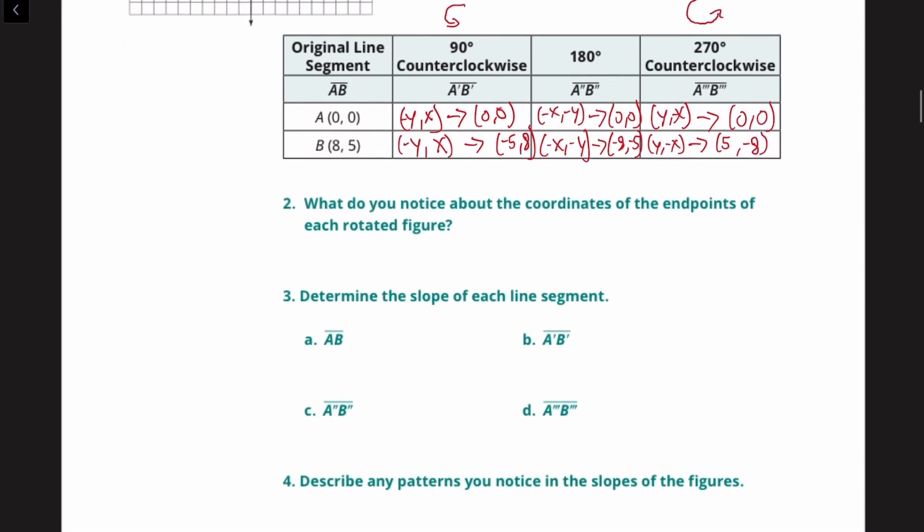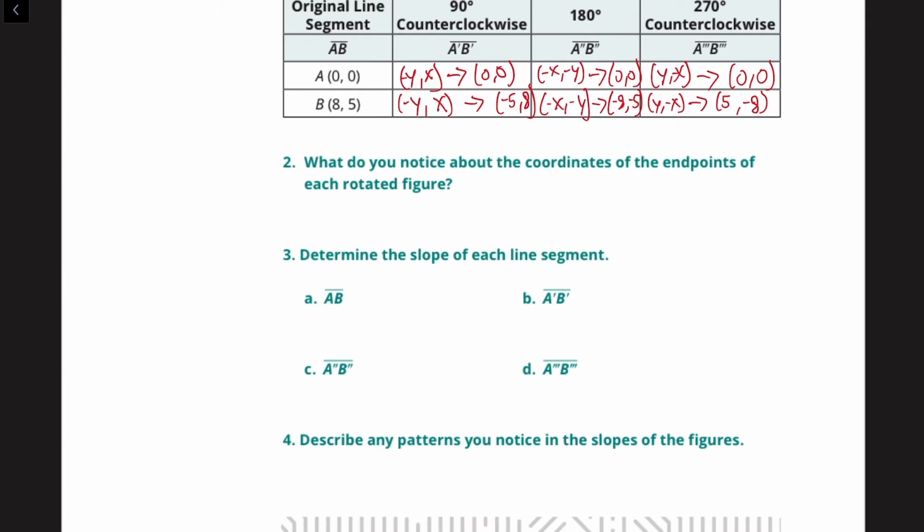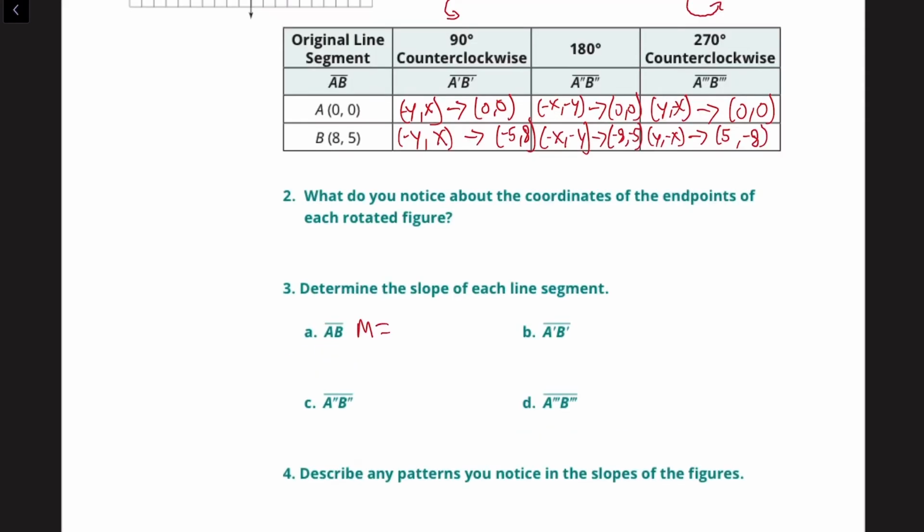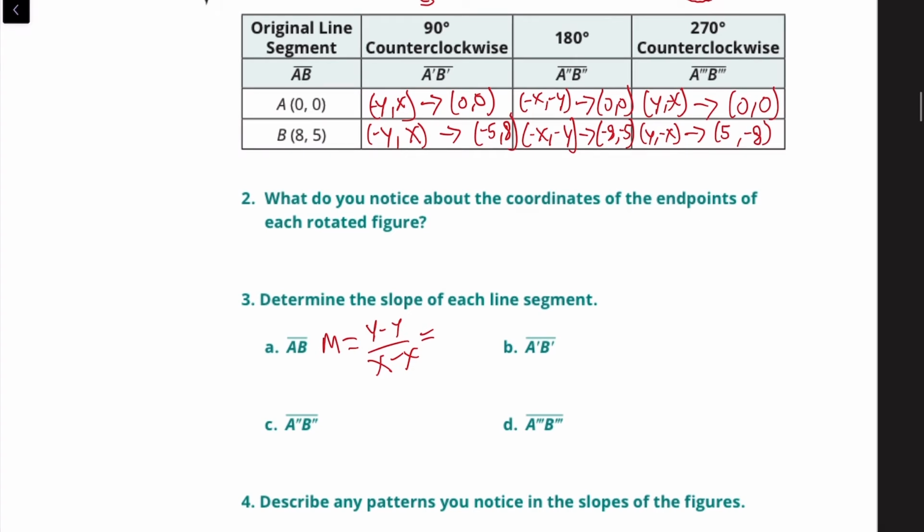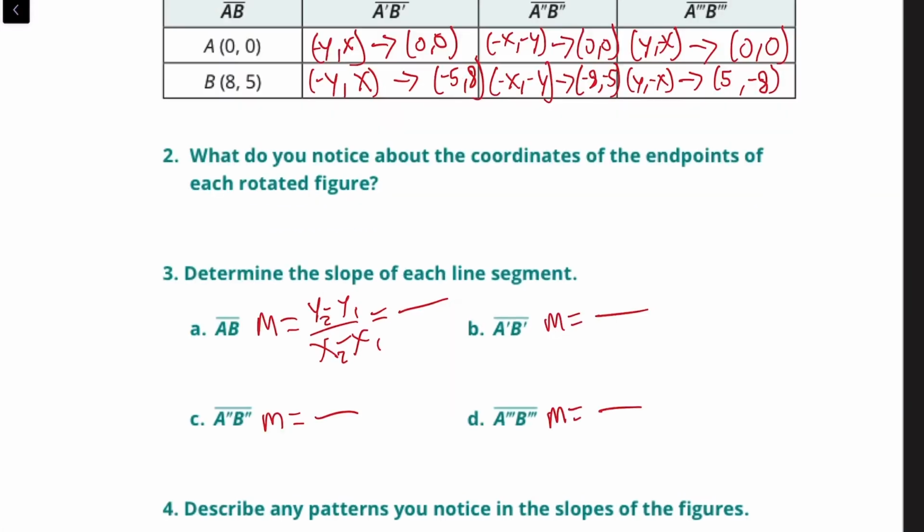I'm going to skip question 2 and go to number 3. For number 3, it wants the slope, so it wants m, which means we're going to do y minus y divided by x minus x for that slope. So I'll do point B first for all of these. I'm always going to put point B as my y2 and my x2. We'll start off with 5 minus 0 over 8 minus 0. We get 5/8.